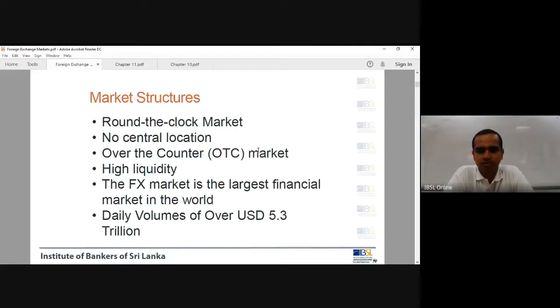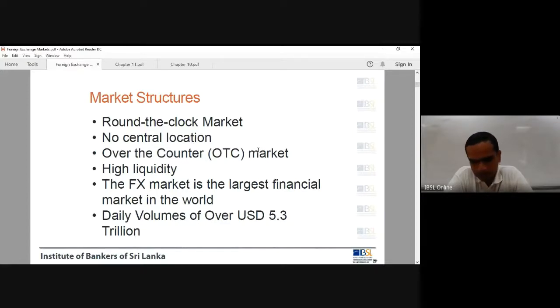And there is no central location. You can't say that the foreign exchange market operates from Germany or the US. There is no central location. It's over the counter. If you want to buy foreign exchange, you can do it. It's like buying a loaf of bread. It's not like a stock exchange transaction, right? You can virtually buy foreign exchange over the counter. The market is highly liquid. You can buy quantities in any amount, because the foreign exchange market is as big as around $5.3 trillion a day.